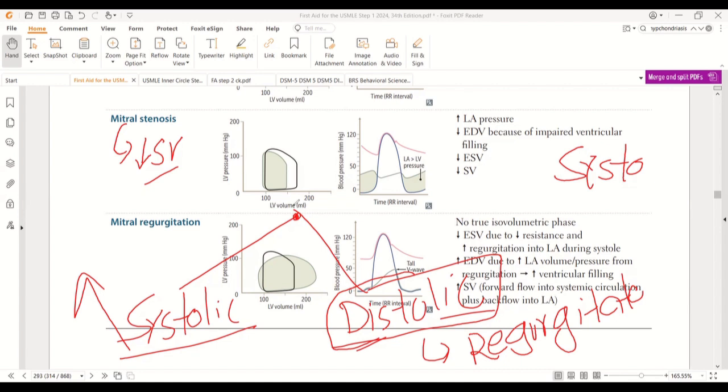Systolic murmur means stenosis of the semilunar valve, like aortic and pulmonary, and regurgitation of the AV valve, like mitral regurg and tricuspid regurg, right? Yes. And diastolic murmur means regurgitation in the semilunar valve, like aortic regurg and pulmonary regurg, and stenosis of the AV valve, like mitral stenosis and tricuspid stenosis. Okay.